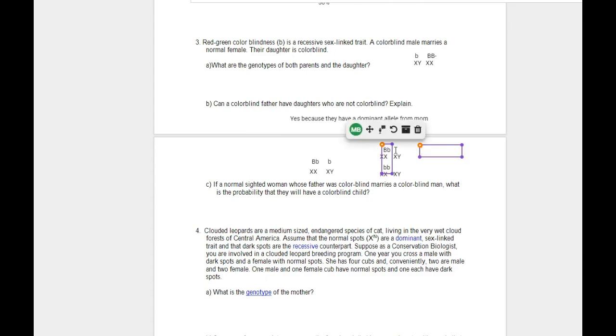On the other side, though, what's going to be above him? He gets them from mama. So he gets one big, and down here he gets one small. So now that kind of filled out that box. And hopefully you can see that a little bit better.